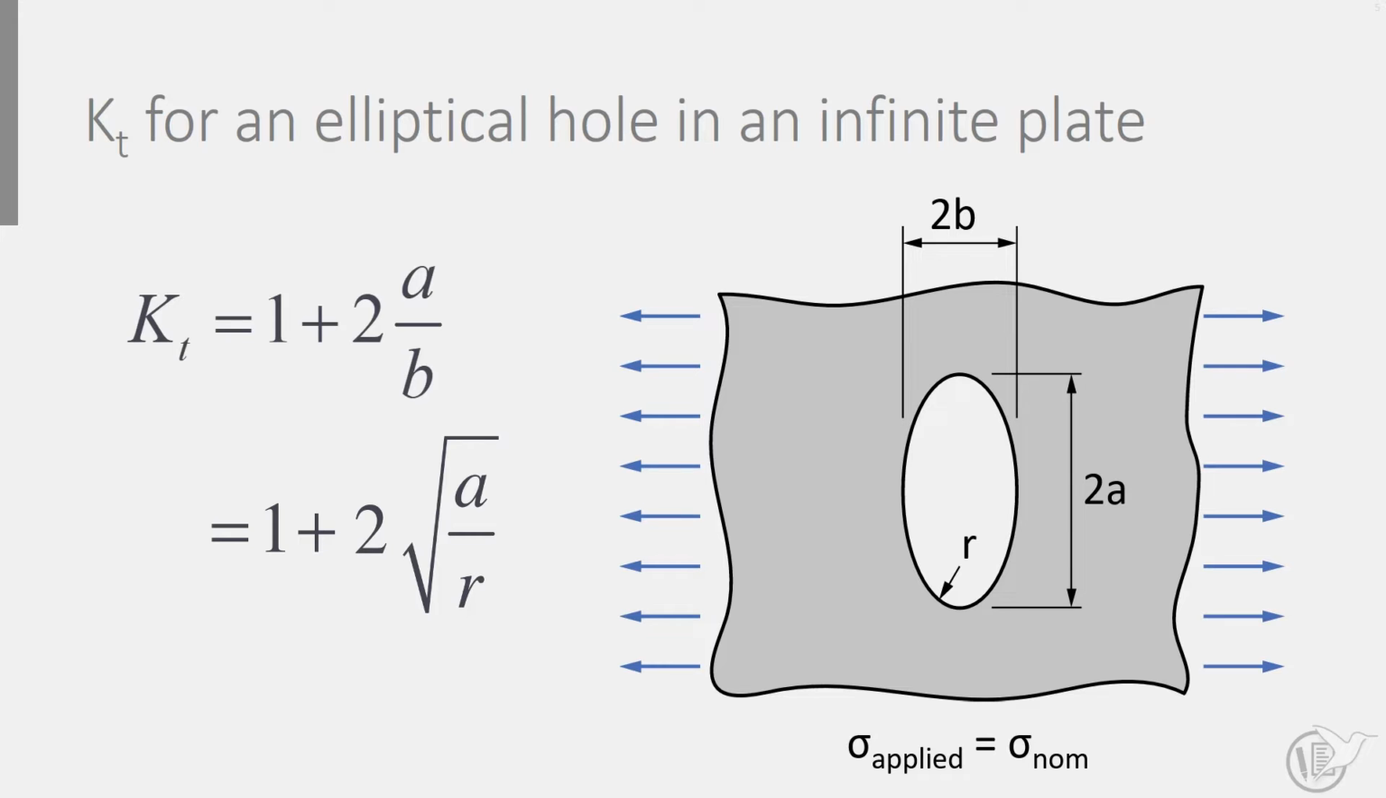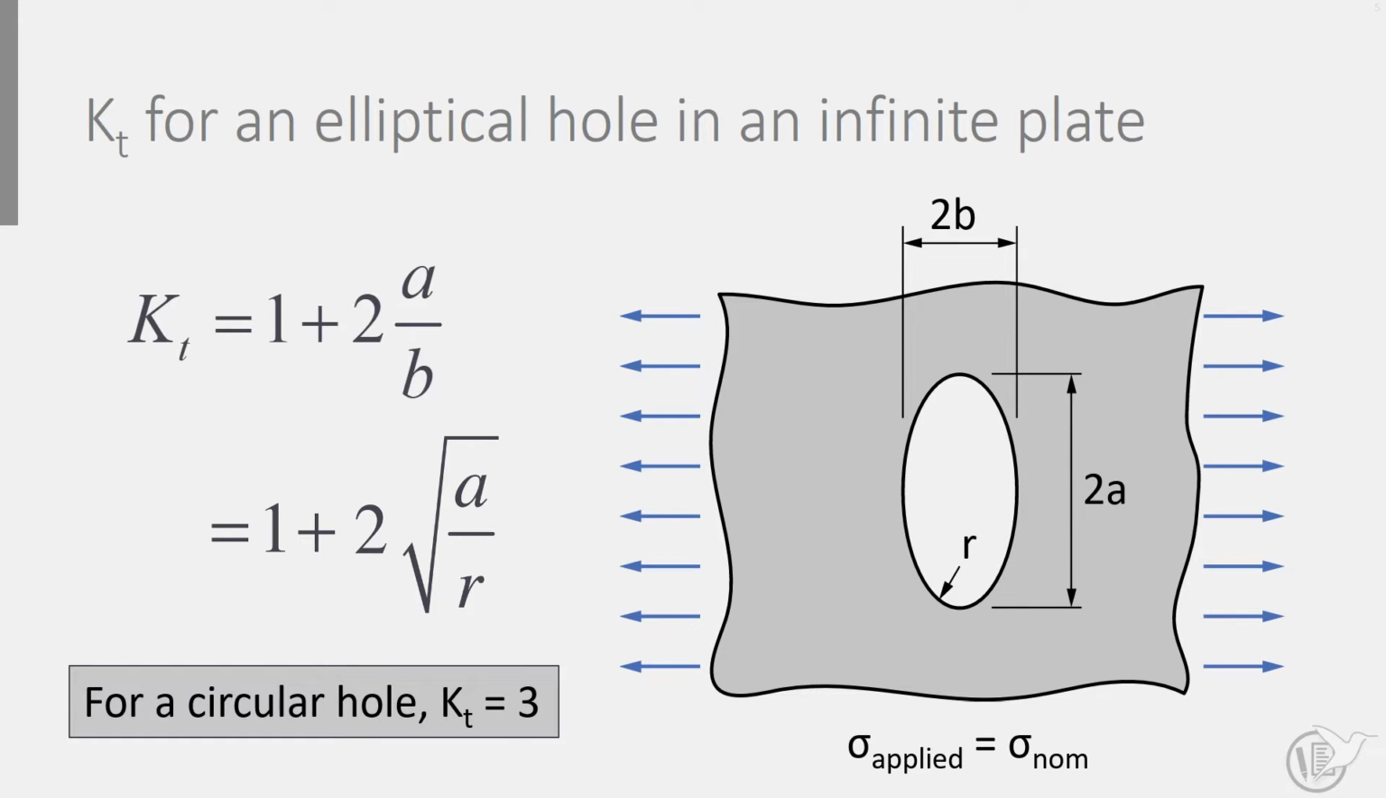For a circular notch, both A and B are equal, and then from the equation it follows that the stress concentration is equal to 3. Independent of the magnitude of the stress, Kt is always 3 for a circular hole in an infinite plate.